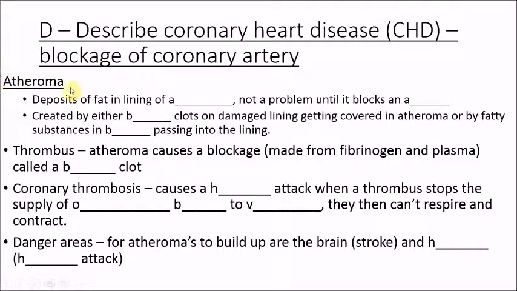Now, an atheroma is deposits of fat in the lining of an artery, and it's not a problem until it blocks an artery. Now, atheromas are created by either blood clots on damaged lining getting covered in atheroma, or by fatty substances in the blood passing into the actual lining of the artery.